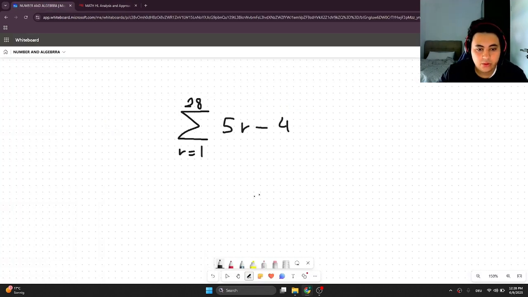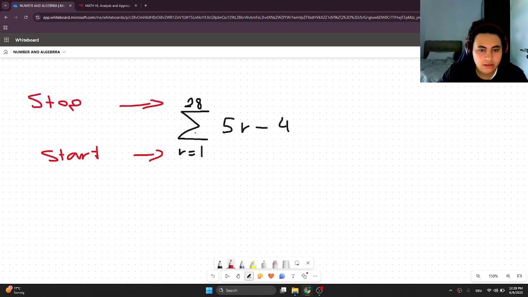Okay, so first of all, we remember that this was our start. So this is where we're starting, and this is where we're stopping. This is the expression that we're expressing, the pattern of the sequence. And the sigma notation basically says that you're summing all of these terms together, right?